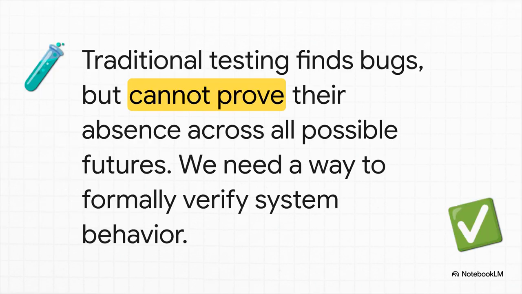So you might be thinking, well, can't we just test it a bunch? And we do. We can run millions, even billions of tests. And that's great for finding the bugs you expect. But what about that one in a trillion sequence of events that nobody ever thought to test for? See, here's the key. Testing can show you that bugs are there, but it can never prove that they're not. For that, you need something completely different.